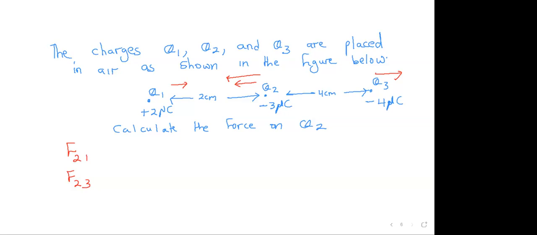I'm seeing 1.35. Did you convert your centimeters to meters? Yes, I did. Did you square them? Yes, I squared them. What did you have up? Read it for me. I had 9 exponential 9 times 2 exponential negative 6 times 3 exponential negative 6, over 0.2 squared. That was the mistake.